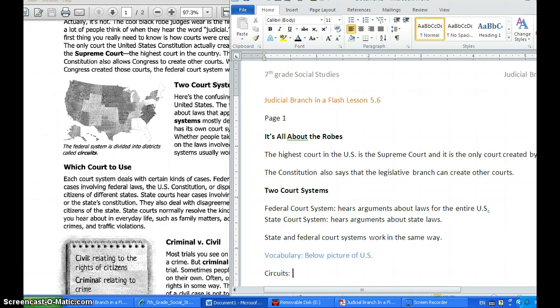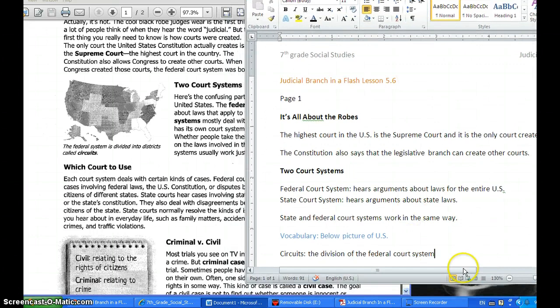C-I-R-C-U-I-T-S. And what I'm going to do is put the definition in my own words. So the federal system is divided into districts. So the federal court, the division of the federal court system. Okay, and that's all I need. So now let's go to the next paragraph.